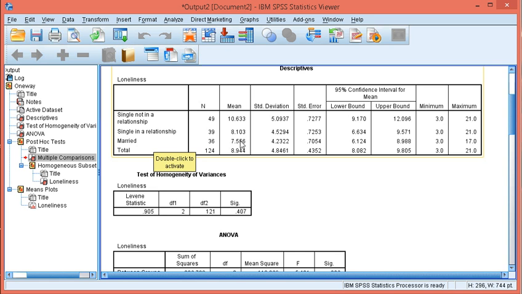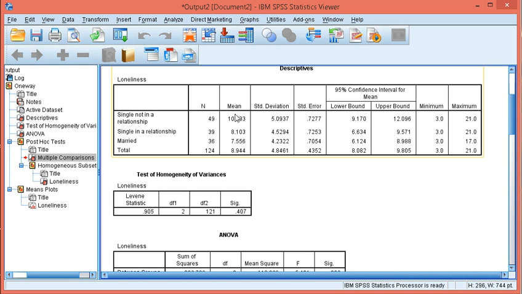These means are in reference to your dependent variable, which is loneliness. Numerically, we can see that the average loneliness of those who are single, not in a relationship, is the highest, followed by single in a relationship, and followed by the last one. Numerically, the lowest scoring in loneliness would be the married.